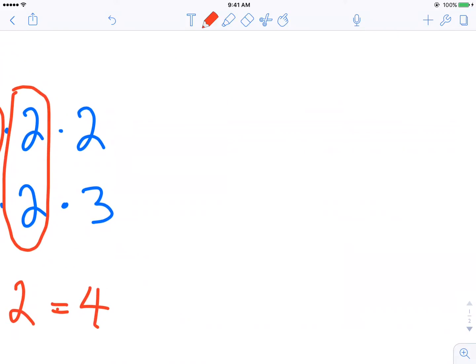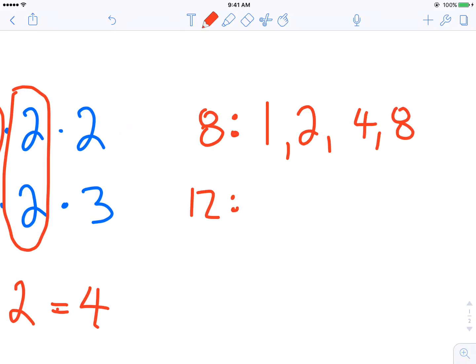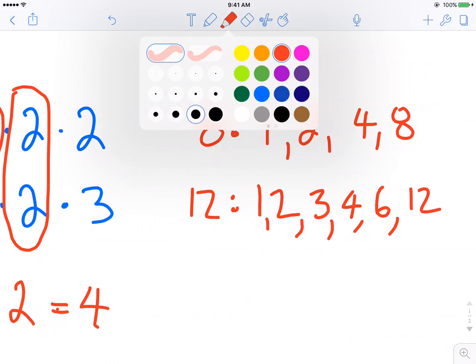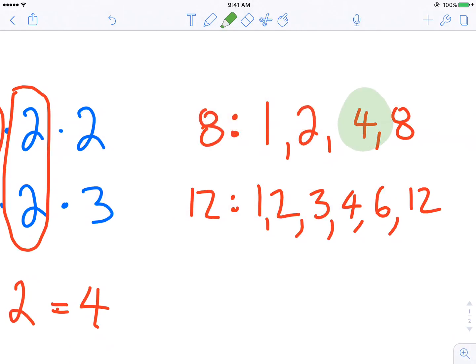If I did that the standard way, for 8, my factors are 1 and 8, 2 and 4. For 12, my factors are 1 and 12, 2 and 6, and 3 and 4. And lo and behold, what number is the biggest between the two? 4. That's how you find greatest common factor.